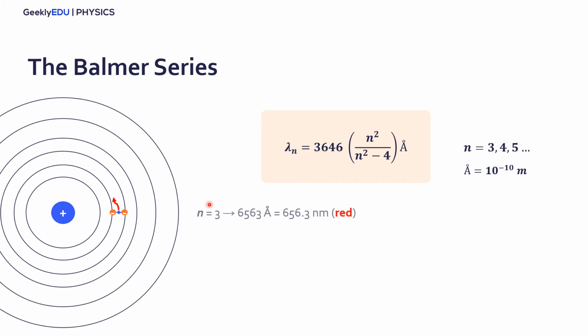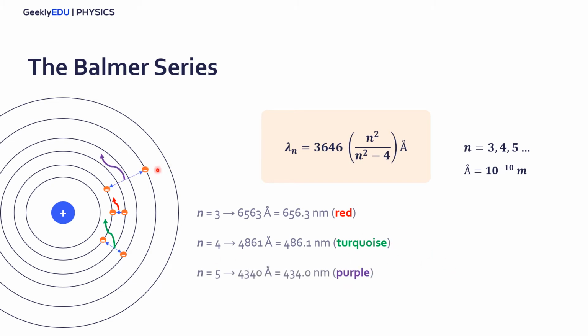And with his experiments, he could show that when the electron jumped from the third level to the second level, it would emit an electromagnetic wave with this wavelength here, 656.3 nanometers, and this represents the red in the visible spectrum. Then from the fourth to the second one, it would emit a turquoise light. From the fifth to the second, a purple light, and from the sixth to the second, a violet light.